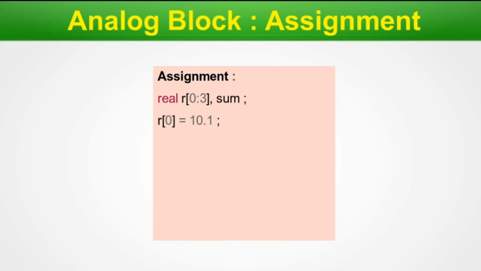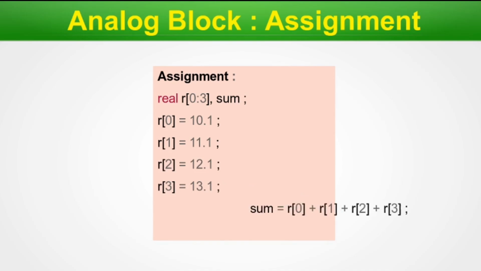We assign with the equal to operator. The first value in the array, R0, is equal to 10.1, R1 is 11.1, R2 is equal to 12.1, R3 is equal to 13.1, and then we assign the addition of all these values to sum, that is, sum equals R0 plus R1 plus R2 plus R3. Now we have seen assignment. Now let's see what is called indirect assignment.